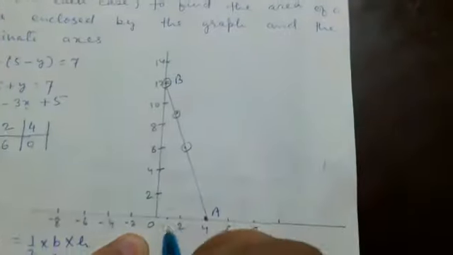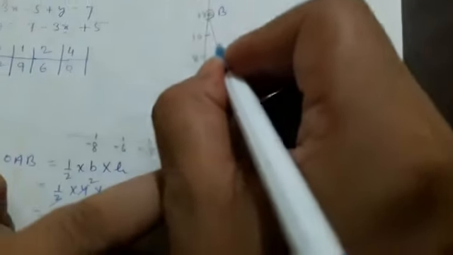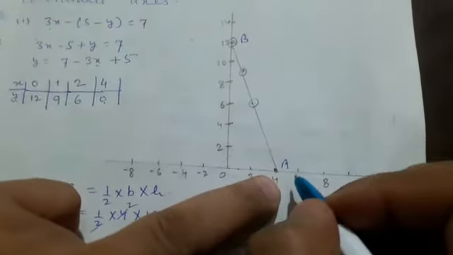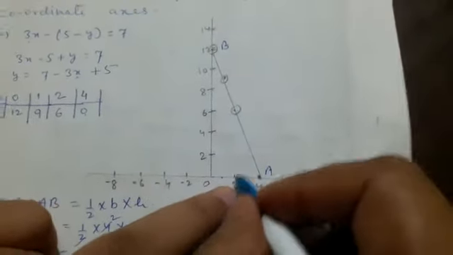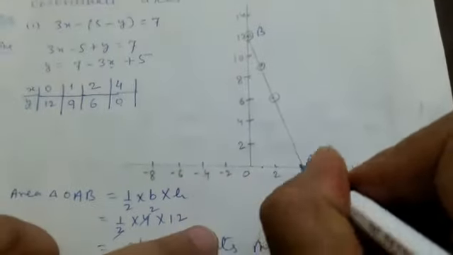Now let us plot this graph. X and y, we'll make two columns, and when x is 0, y is 12. Here we'll put it. Now x is 1, y is 9. Here we will put a dot. When x is 2, y is 6. And when x is 4, y is 0. Now we will join all these points with the help of a scale. We'll get this type of triangle here.